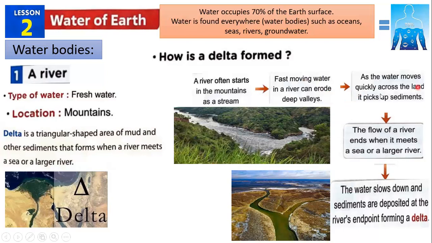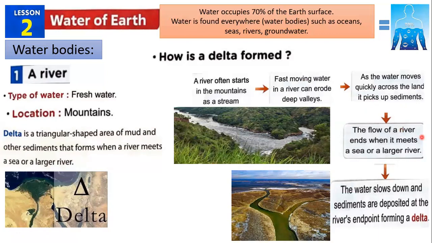As the water moves quickly across the land, it picks up sediment. Picks up sediment. خلاص احنا عرفنا يعني ايه sediment. الرواسب كلها بقى، كل الرسوبيات بقى. يعني السيدمنت ده بيبقى الطين والرمل والحصى، كل ده اسمه ايه؟ sediment. So water picks up sediment as it moves quickly.